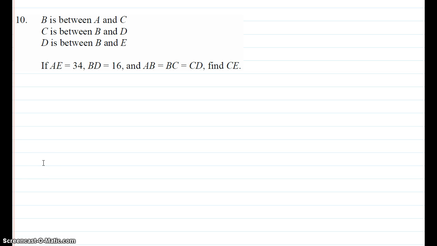All right, number 10, we're going to start with B is between A and C. So let's go ahead and draw a segment with A and C, and we'll put B in between. Now, between doesn't mean in the middle, so I'm going to offset this a little bit and put B here. Then it says C is between B and D, so we'll extend it and put D here. And the last one, D is between B and E.